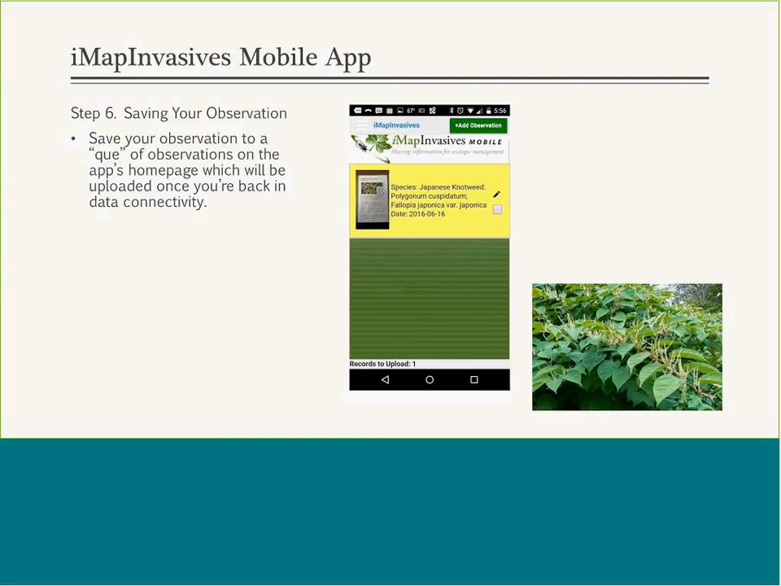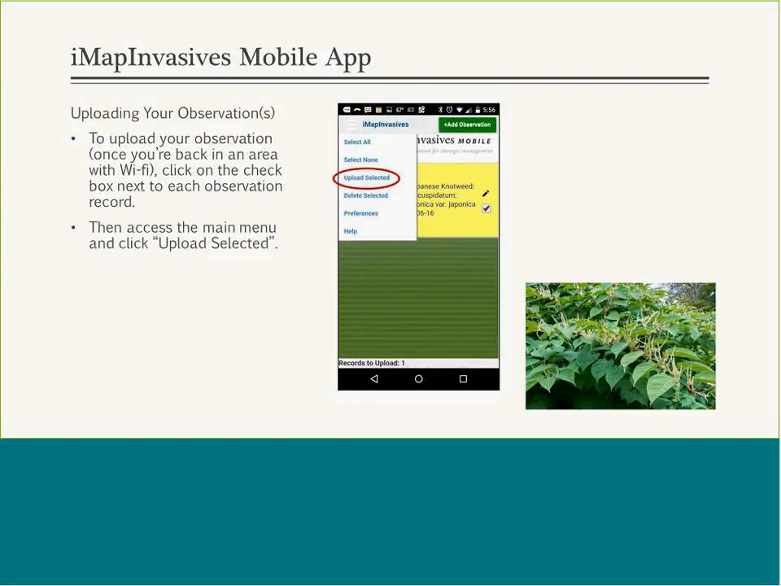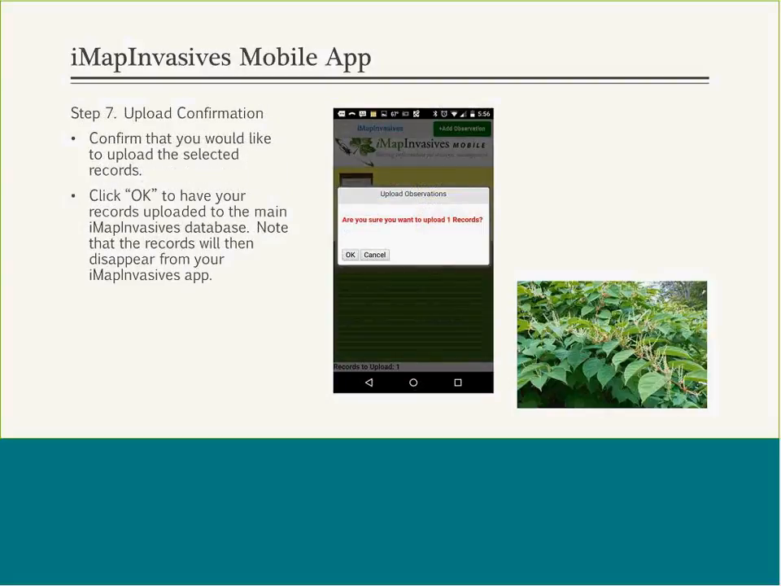And then your observations. You're going to save it to a queue of observations on the home page of the app. And it's ready to upload once you get back in an area that has Wi-Fi. You'll be able to upload that information. So you select all of your various observations, and then you say Upload Selected. You just want to confirm that that's what you want to do. If everything looks good, say OK. And then note that all of those observations disappear from your app. They are now in the database itself.